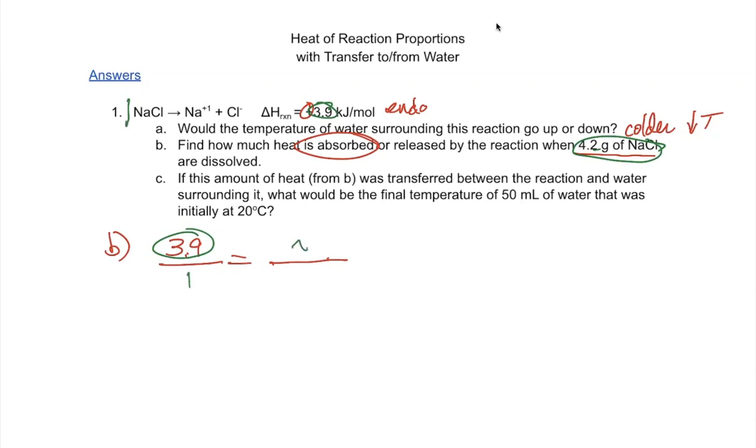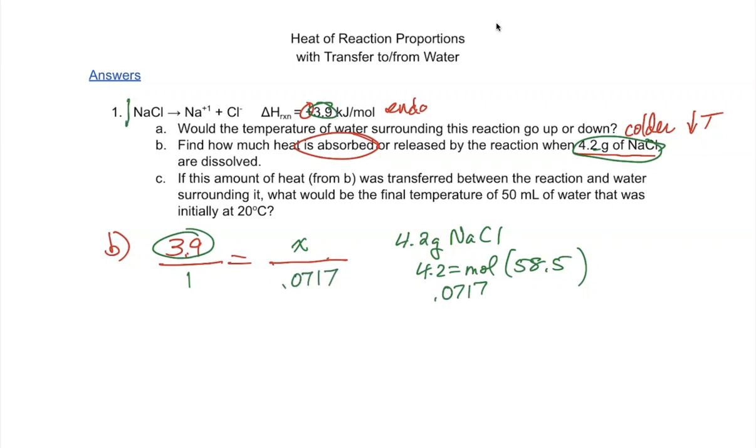I'm looking for the amount of heat released when I have 4.2 grams. So off to the side here, I need to do 4.2 grams of NaCl. The molecular weight of NaCl is 58.5. So 4.2 divided by 58.5 gives me 0.0717 moles of NaCl.